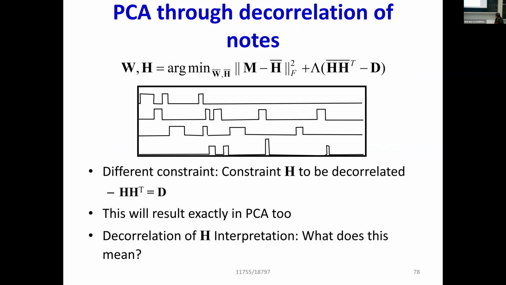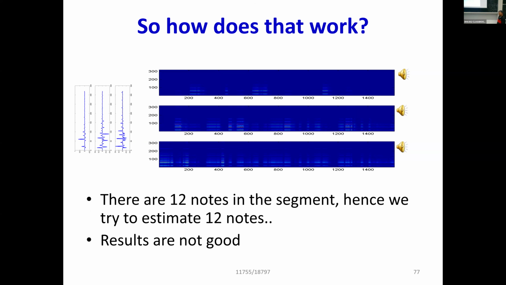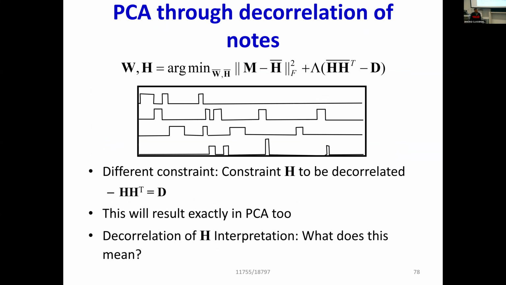So why is that? Why did we not actually get notes? There's an implicit assumption that when we perform PCA, the modulations of the individual notes are uncorrelated. So it tells me that the rows of H do not inform about one another. That's a part of the decomposition of principal component analysis.